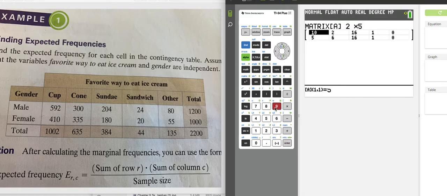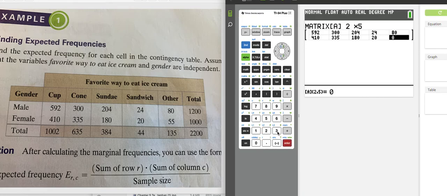So 592, enter, 300. If you don't want to watch me enter all this, go ahead and fast forward. Or you can just ponder your life a little bit. Just see where you're at in life as you enter this stuff. Hopefully you're all in a good place, right? We're all still hanging in there.